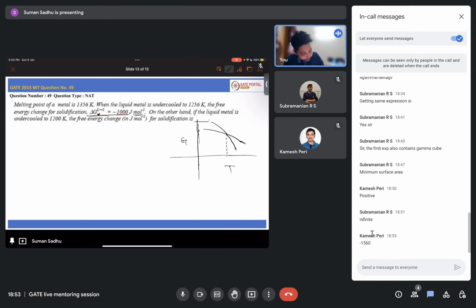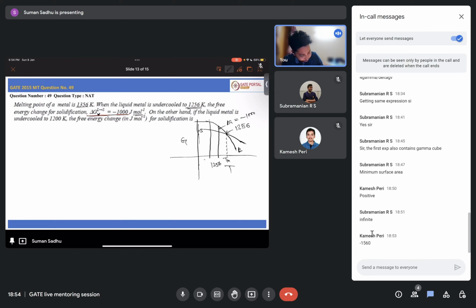So basically this is the Tm, liquid and solid. So the melting point is 1356, so this temperature is 1356. At 1256 the delta G value is given as minus 1000, and what will be the value here?